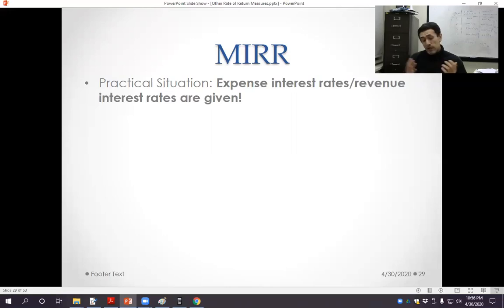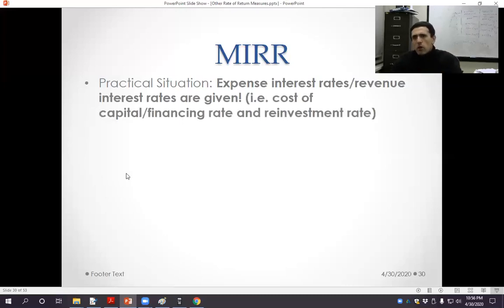But anyway, so a little bit different, but it still drives the point home. Okay? That it's very practical to have a different interest rate for expenses, to finance your expenses, than you have for a revenue interest rate to actually reinvest your revenue. So a lot of times in accounting and finance, and this book also calls the expense interest rate your cost of capital or your financing rate. And a lot of times your revenue interest rate is your reinvestment rate, which makes sense. It is the rate that you're reinvesting at rather.